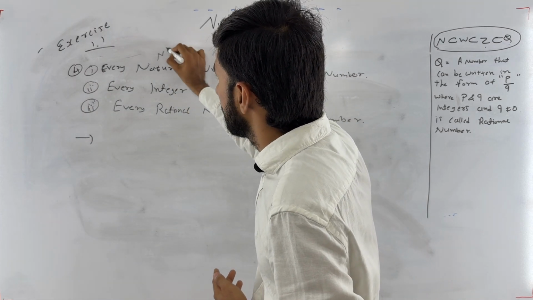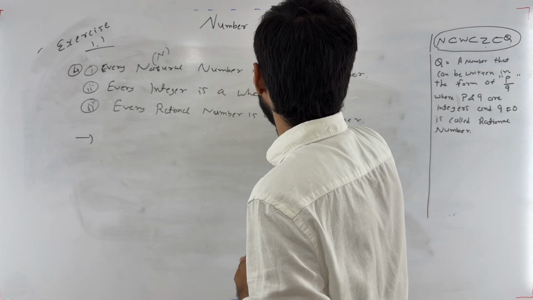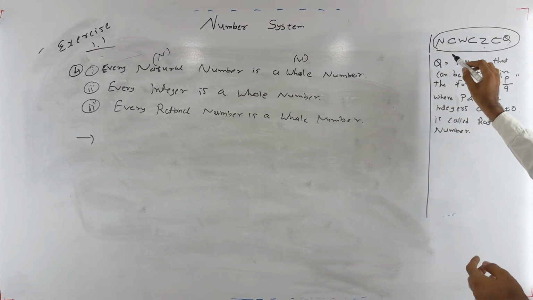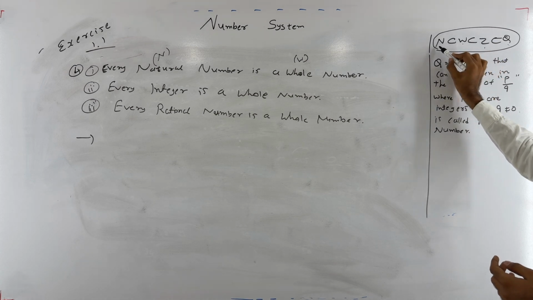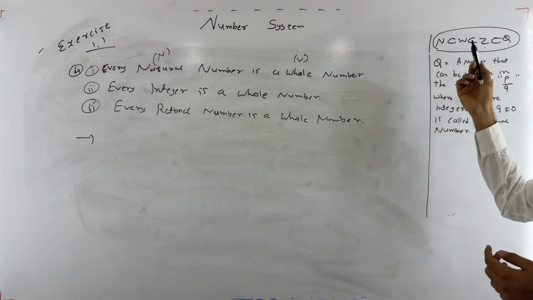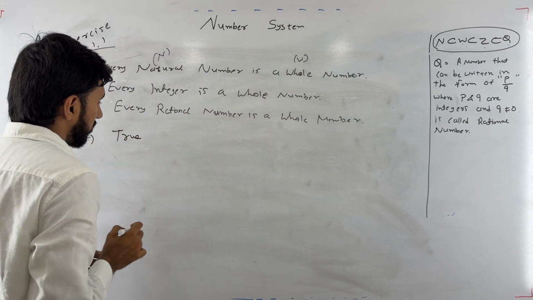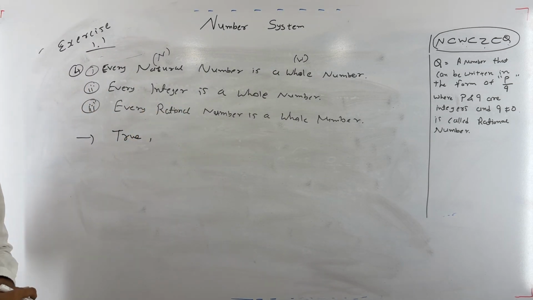Natural number is N, whole number is W. We have solved this question many times in this lecture. Every natural number is a whole number. The question is asked in this direction, so it will be true. So the answer is true. Now we have to mention a reason for this.